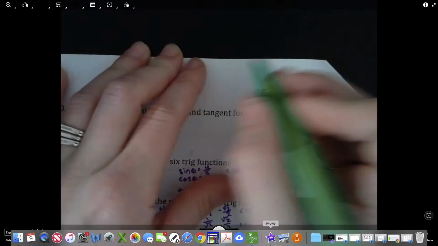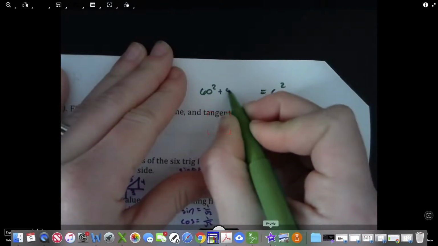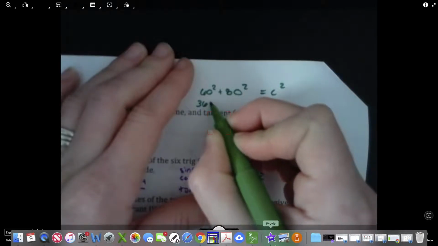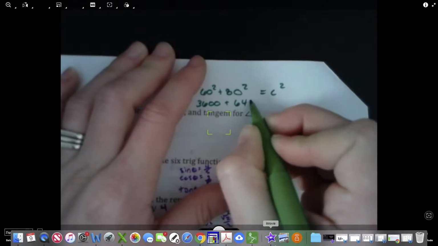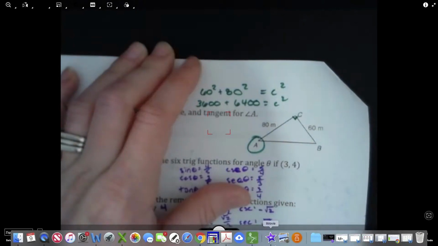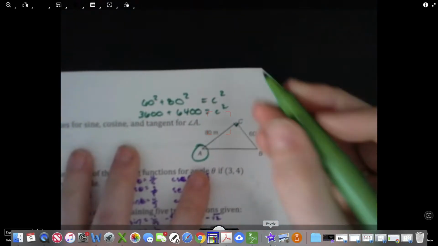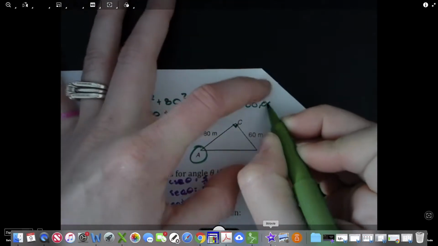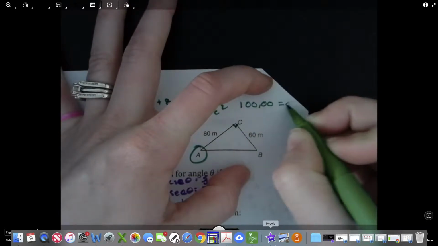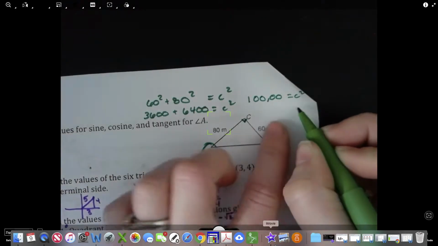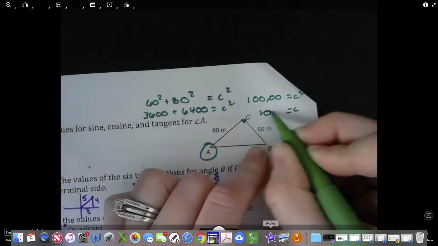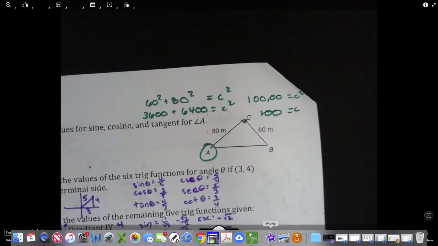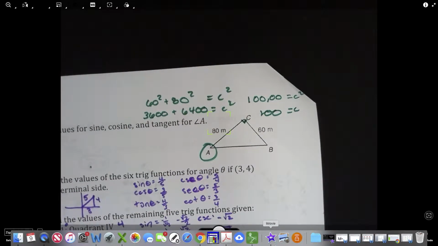So 60 squared plus 80 squared equals C squared. This is 3600 plus 6400 equals C squared. 3600 plus 6400 is like 100,000. Yeah, 100,000 equals C squared. So what's C? 100. It should be 100.